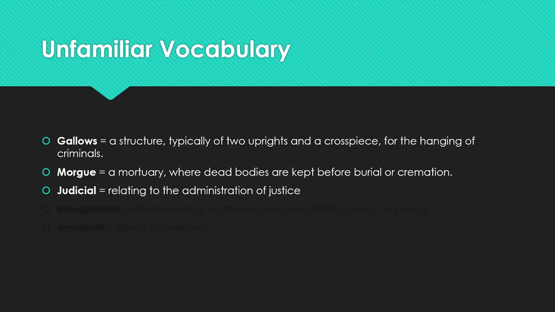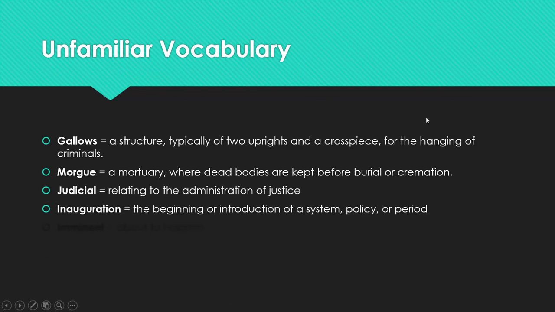Judicial, relating to the administration of justice. Now, we've got words here in the article which are judicial, and there's also judiciary, which very much share the same meaning. Judicial is relating to the administration of justice, and the judiciary is the system which administers justice. So you can see that they're very, very similar words. They come from the same word family, and they're all about the administration, the dealing out of justice.